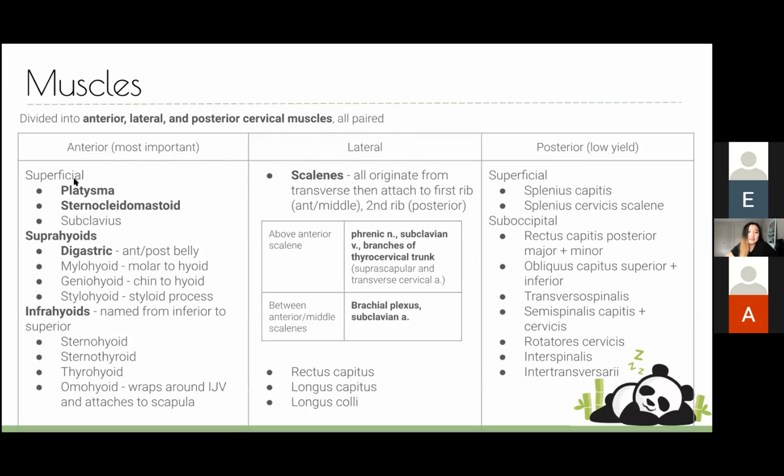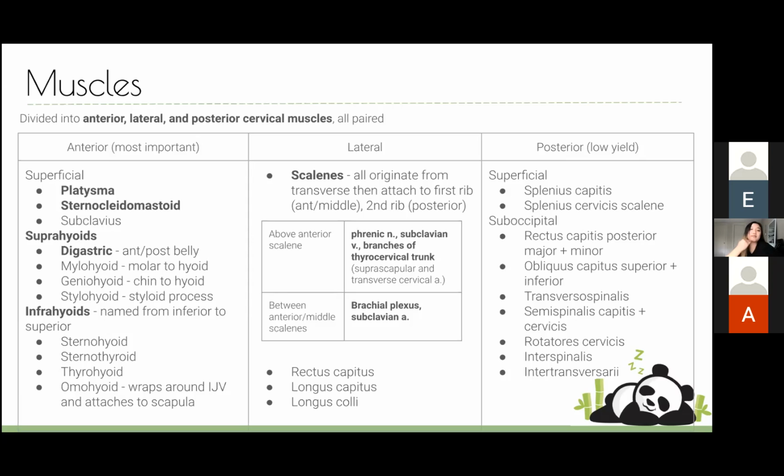So anteriorly, superficially, you have your platysma covering your entire neck. You have your sternocleidomastoid. So that's got 2 heads: sternum to mastoid and clavicle to mastoid. So 2 heads of your sternocleidomastoid. You've got your subclavius, which is a little muscle. And then you've got your hyoid bone. So your hyoid bone, you can't actually feel it. It's a little bit too up there.